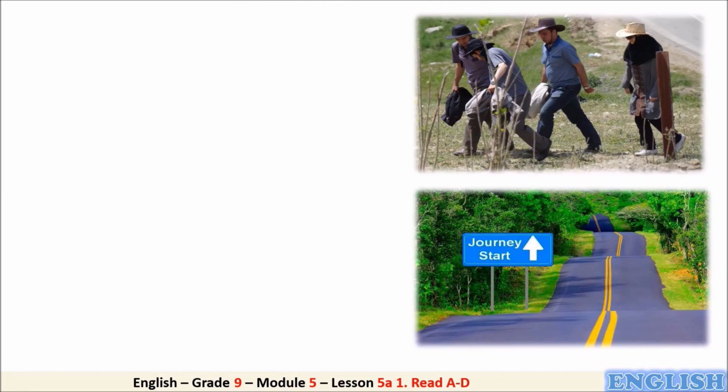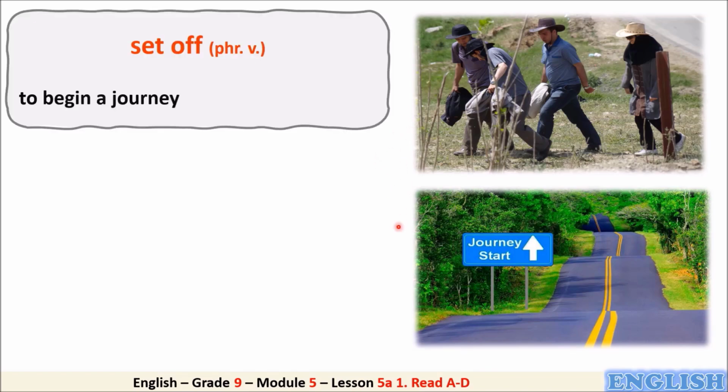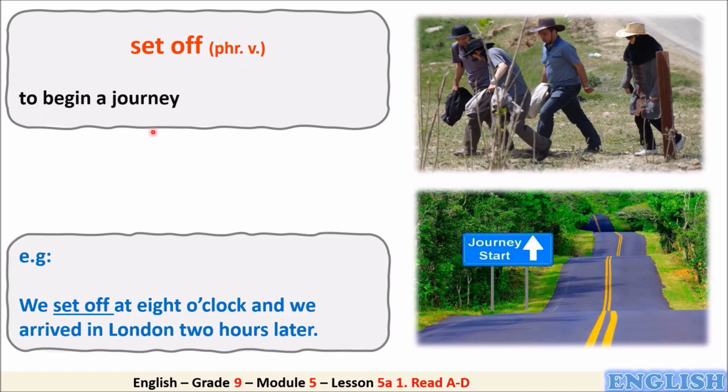Here we are going to recognize some words related to the reading text. Look at these two pictures. Set off is a phrasal verb which means to begin a journey. For example, we set off at 8 o'clock and we arrived in London 2 hours later.